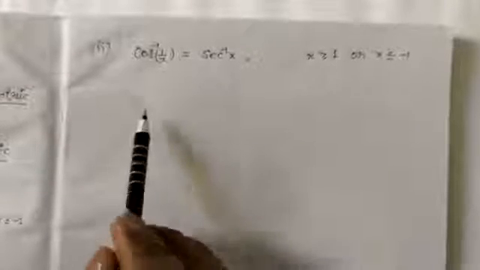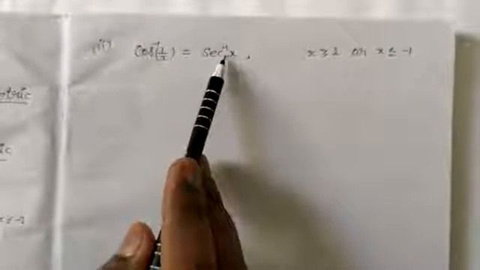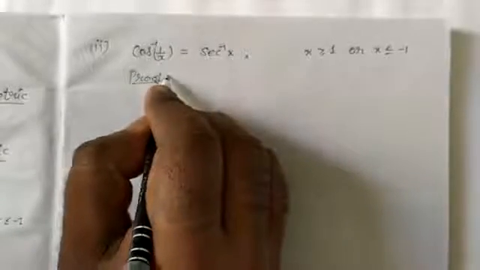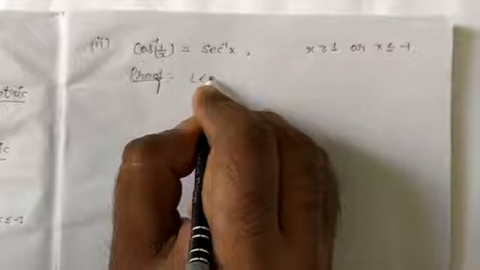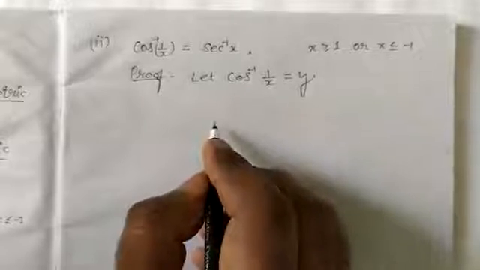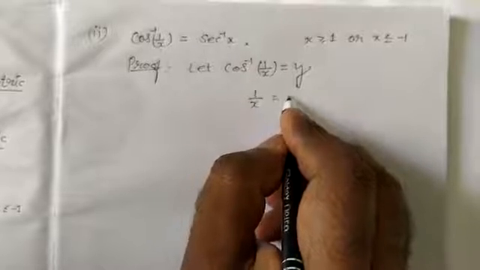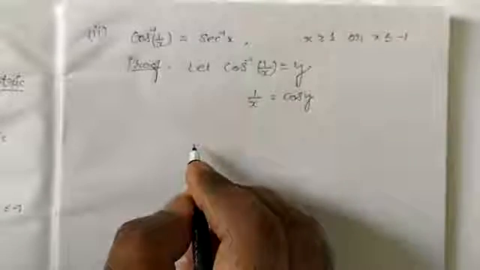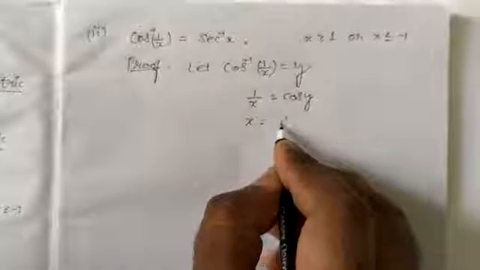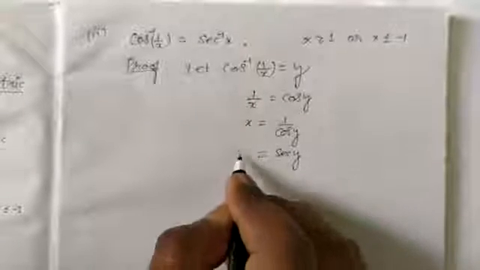The next property is the same as the sine inverse x. Here cos inverse 1 upon x is equal to sec inverse x. How will you prove this? To prove, let cos inverse 1 upon x is equal to y. Here cos inverse 1 upon x equals y means you can write 1 upon x is equal to cos y. From here you can find the value of x. This will be x equals 1 upon cos y, and the value of 1 upon cos y is sec y.